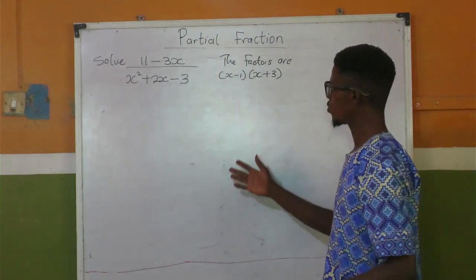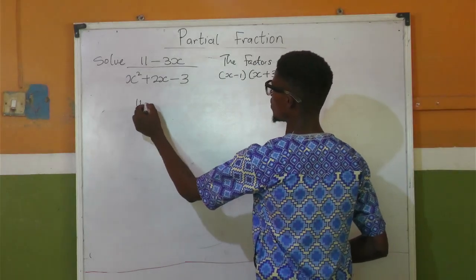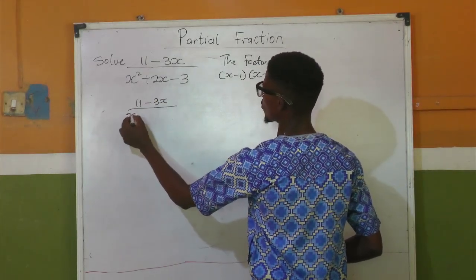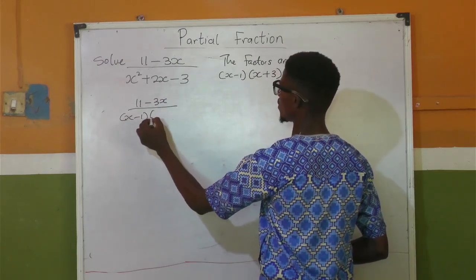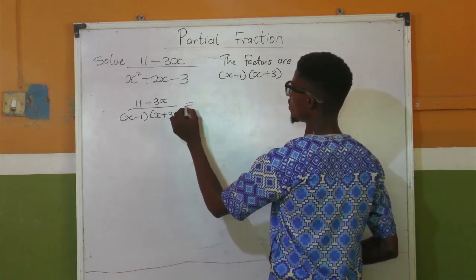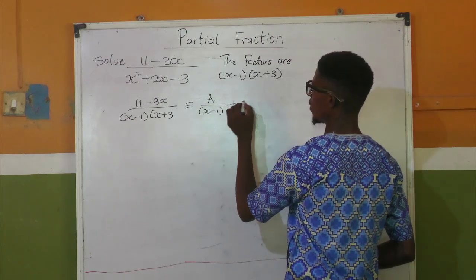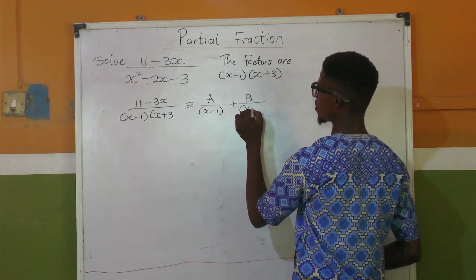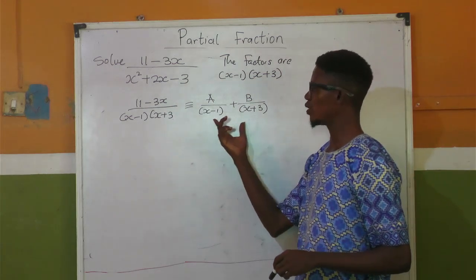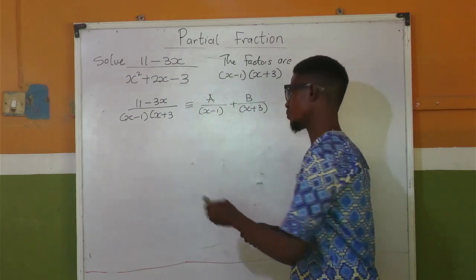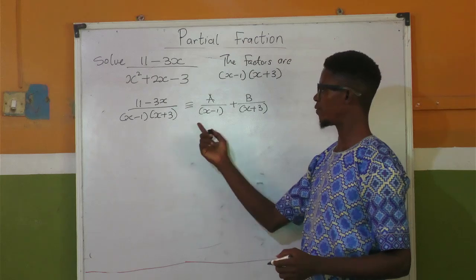So the next thing I'm going to do is to write out this equation in another way. I will simply say (11 minus 3x) over (x minus 1)(x plus 3) is the same thing as A over x minus 1 plus B over x plus 3. Now we have obtained the denominators of the fractions that we are splitting this original fraction into.